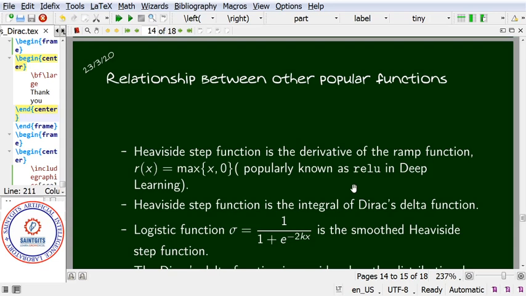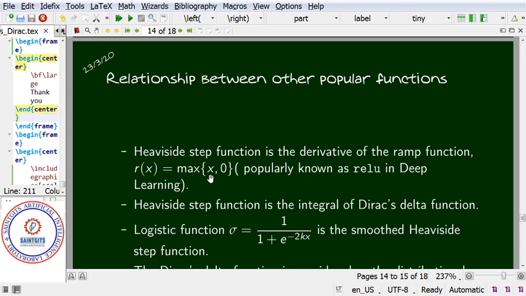Because when we take this ReLU as activation function, then in backpropagation we have to take the derivative of this activation function, and that derivative will become 1 because its value is maximum of x comma 0. When we take the derivative with respect to x, it gives 1 for the ramp value. That means it is a unit derivative, and that derivative is Heaviside's unit value, that is the Heaviside step function. That is the relationship between Heaviside step function and this ramp function, or rectified linear units, in our deep learning mechanism.